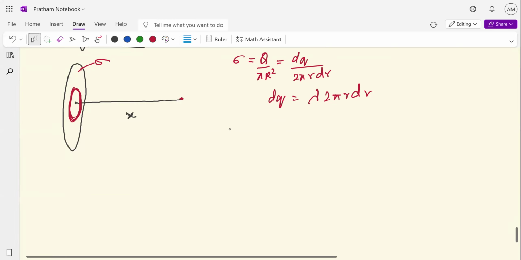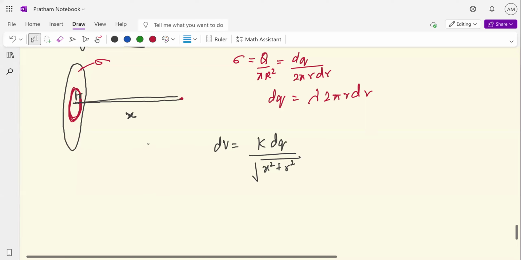Okay, I know this part. Now what I have to do? I know what the dV is. So you can say the potential dV is nothing but k dq, the total charge on this strip, divided by the distance. If I say this is the radius r and this is the distance x, what will be the value? It will be the square root of x square plus r square. Is that clear till now?